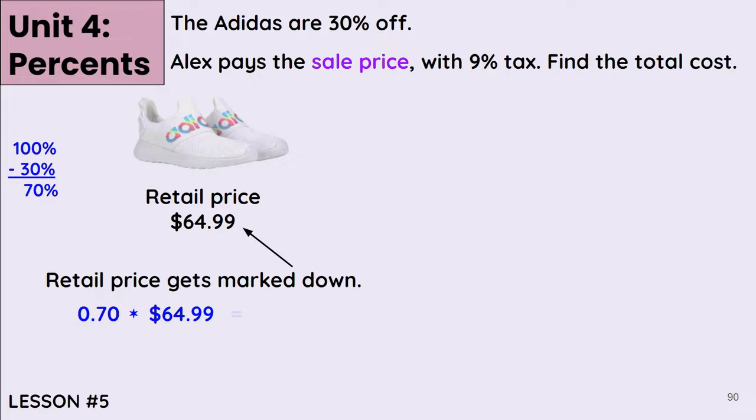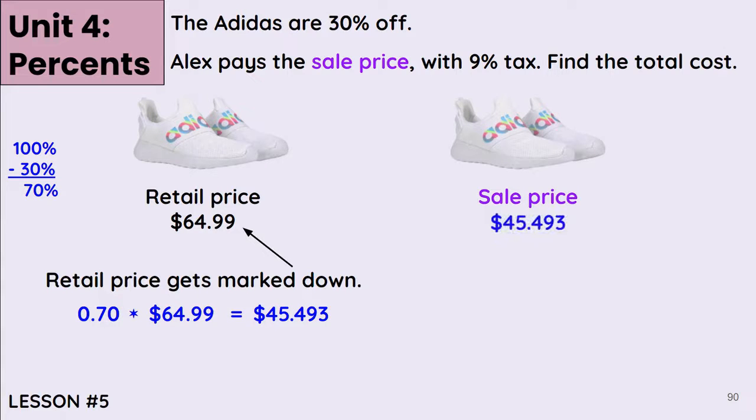All right, we should find that the discount price is 45.493. Now, don't round that right now. I know it's really tempting to say $45.49. I just don't want you to round it until we're at the very end of the problem because we might be off by a penny if we round too soon. So for the sale price, just keep that long decimal in your mind.